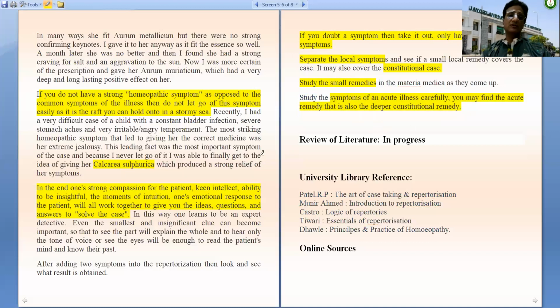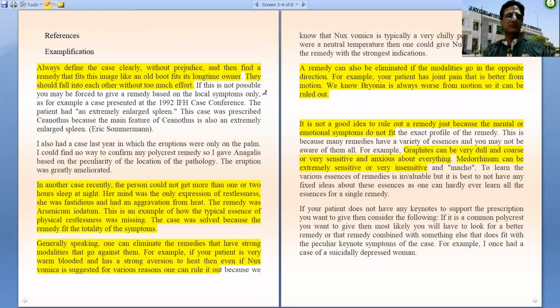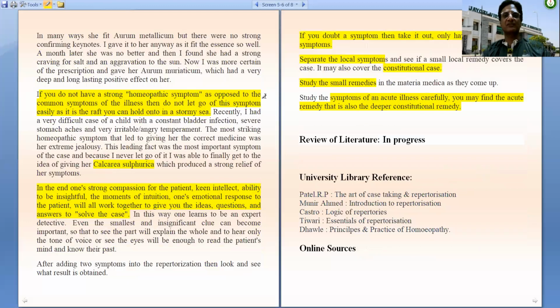So the repertorization can be used in various ways. The analytical tools are used to study the repertorization. This is known as repertorial analysis. So a repertorization should be utilized in a proper way to get the desired result.